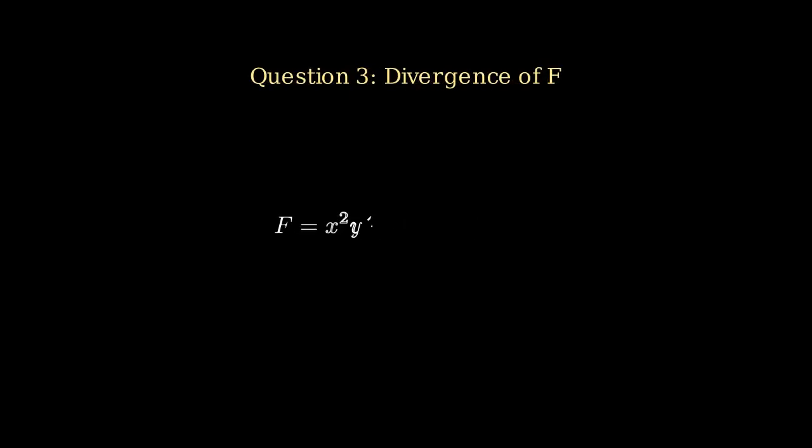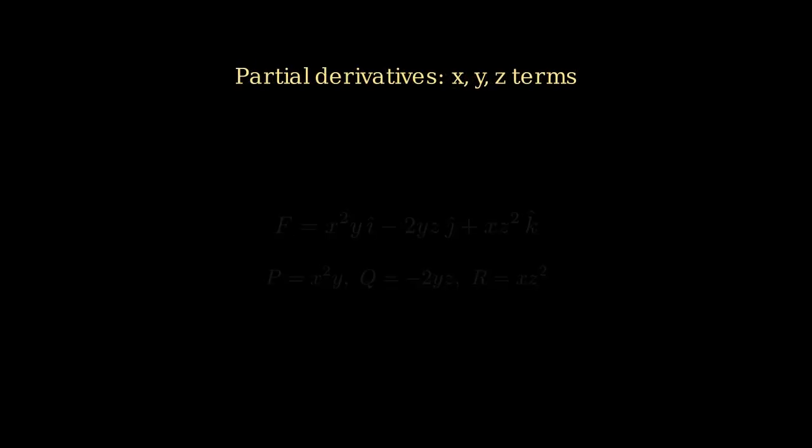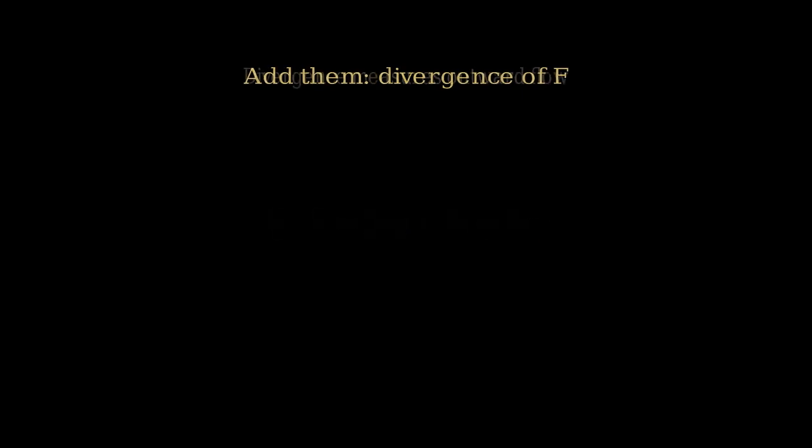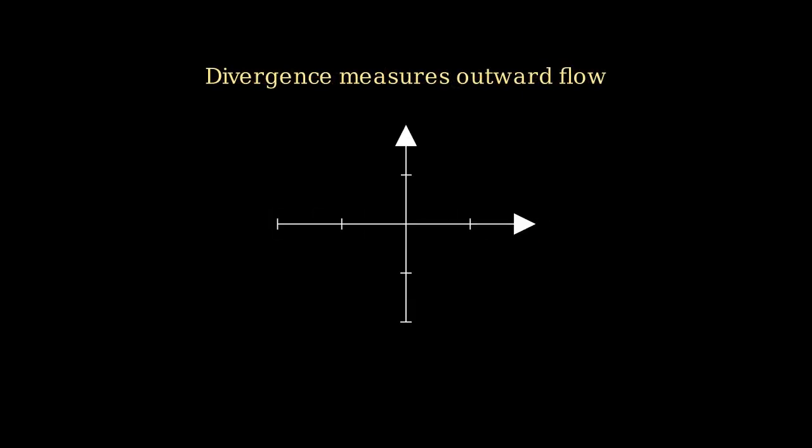Question 3. Divergence. Take f equals x squared y i hat minus 2yz j hat plus xz squared k hat, so p equals x squared y, q equals negative 2yz, and r equals xz squared. Partial of p with respect to x gives 2xy, partial of q with respect to y gives negative 2z, and partial of r with respect to z gives 2xz. Adding these together, the divergence of f equals 2xy minus 2z plus 2xz.